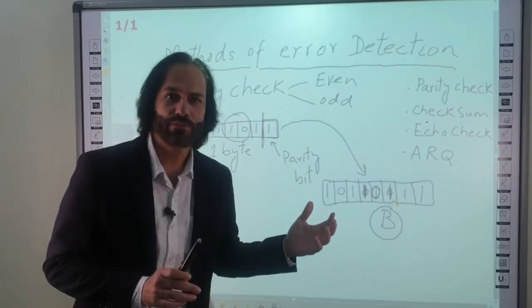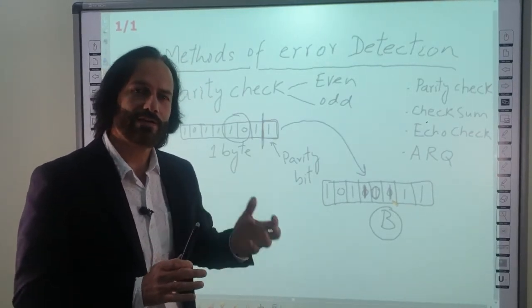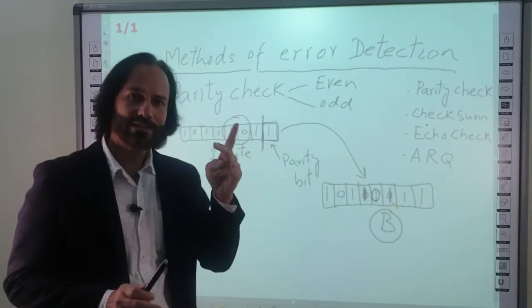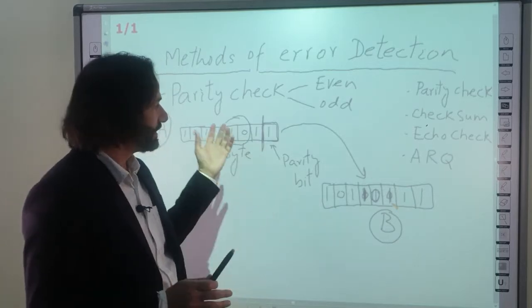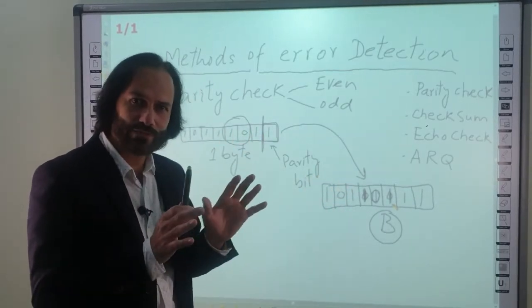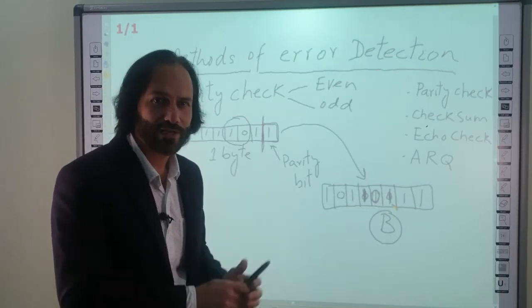But the receiving computer couldn't understand whether there was an error in the byte or not, because there were two errors at the same time. So the even parity has been retained. So this is the weakness, you can say the drawback of the parity check.